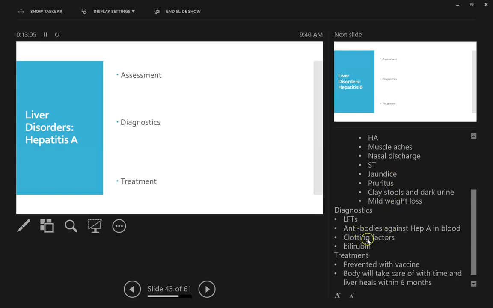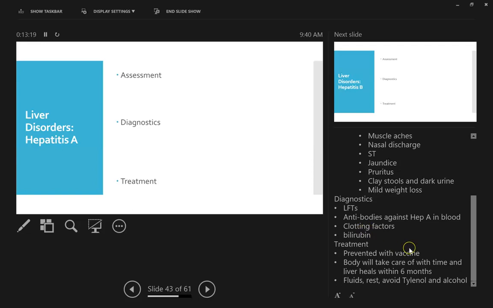Diagnostics, we're going to look at LFTs. Those are liver function tests, specifically ALT, AST, and bilirubin, seeing what those are doing. If those are elevating, that tells us the liver is stressed. We look specifically for antibodies against hepatitis A in the blood, and we're looking at clotting factors because we know that could become an issue with the liver being affected. Treatment, this can be prevented with a vaccine that is now available. And then it takes about 6 months for the liver to fully heal, and then fluids, rest.